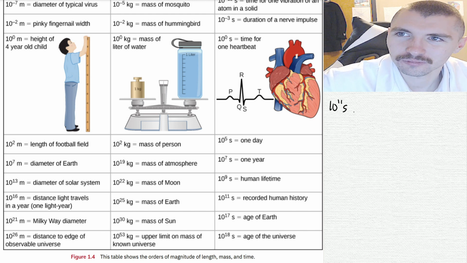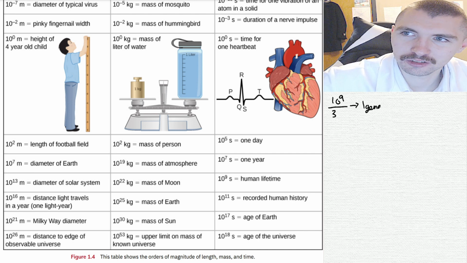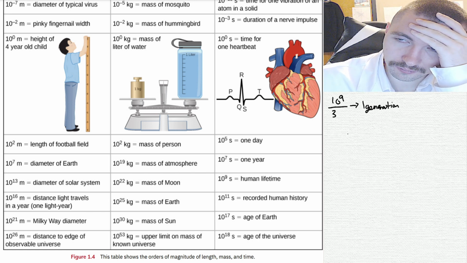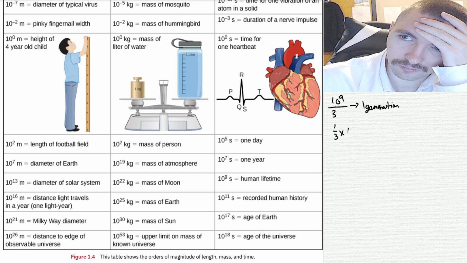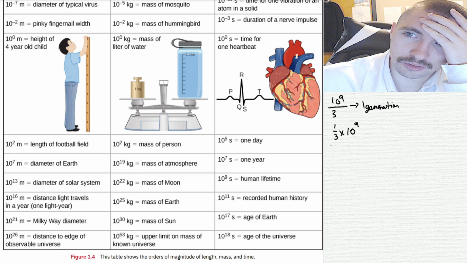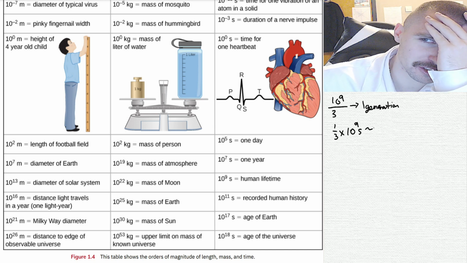all right, so what is it saying? 1/3 of 10 to the 9 is 1 generation. All right, so another way of saying this is 1/3 times 10 to the 9. And we're going to estimate this to still be 10 to the 9.